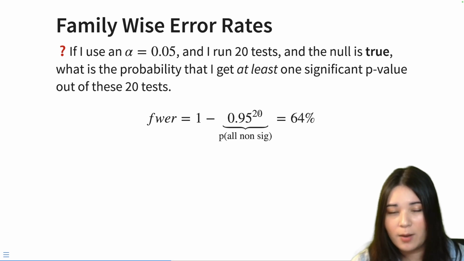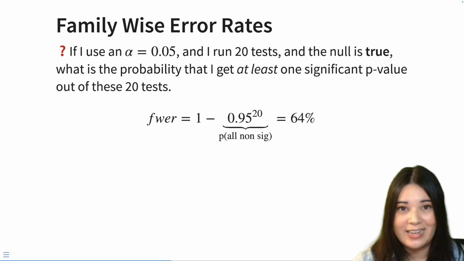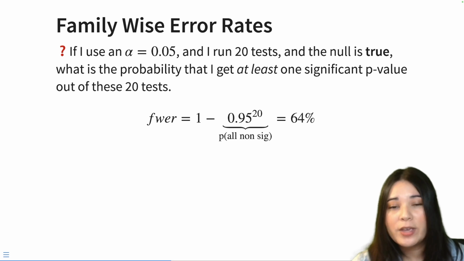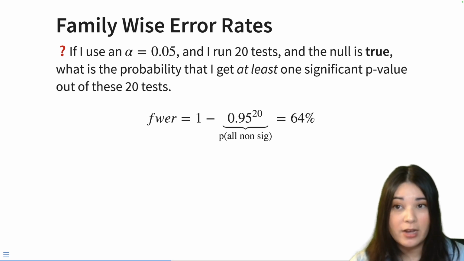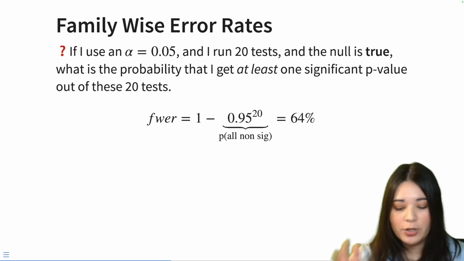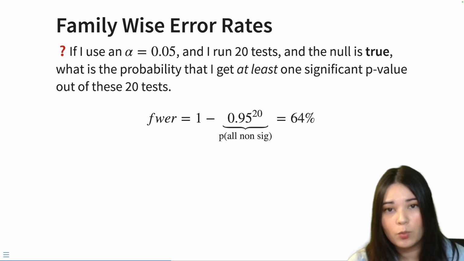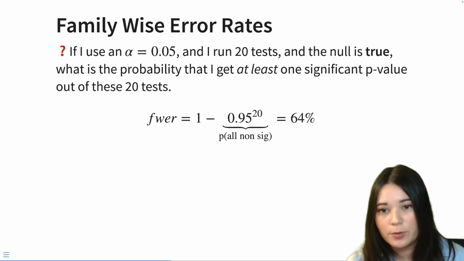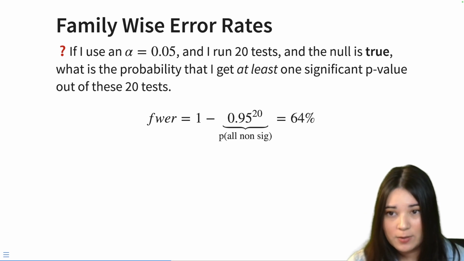Now, this is a problem. When we're running this many related tests, about all of the different colors of our jelly beans, we have now inflated our error rate above that 5% that we expect. When we look at this family of tests as a whole, we now have a 64% chance, more often than not, that we're going to get at least one significant p-value, even though we know that the null is true.